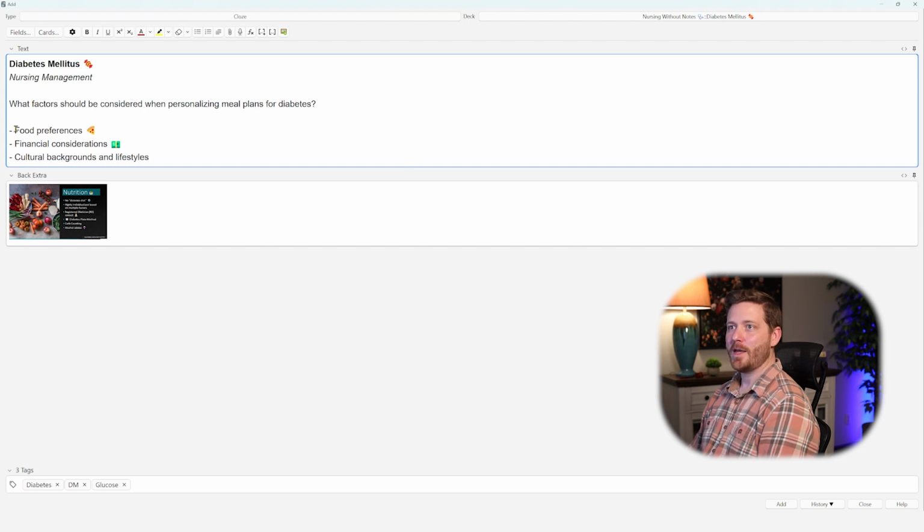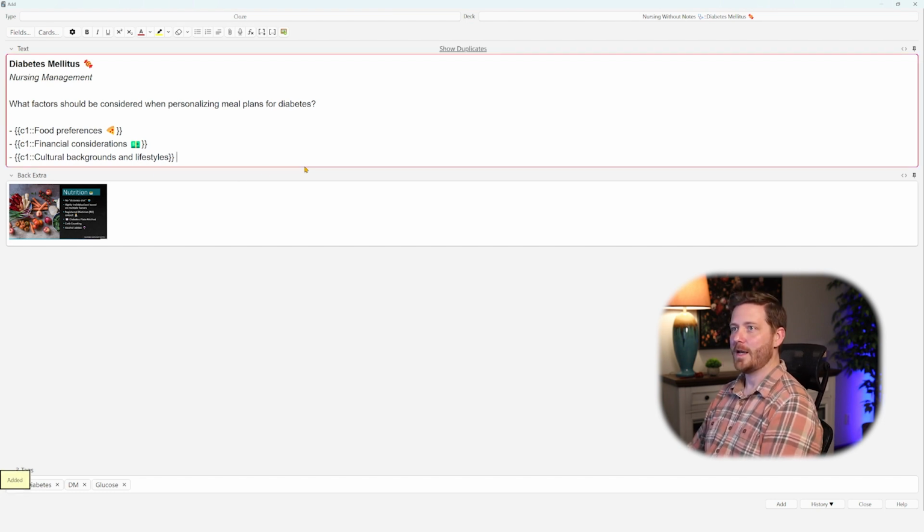So for this card, let's go ahead and just close out all three of these. And then let's just make this one card. All right, let's add that in there.